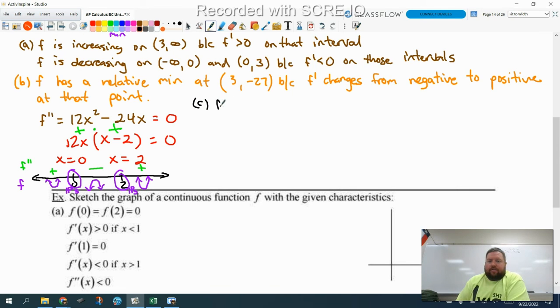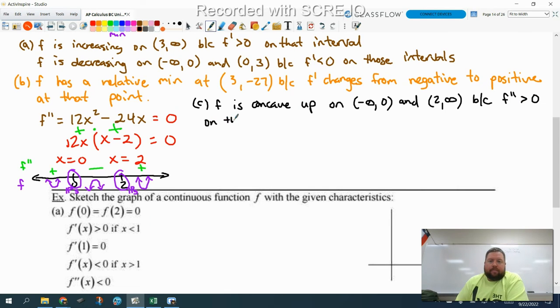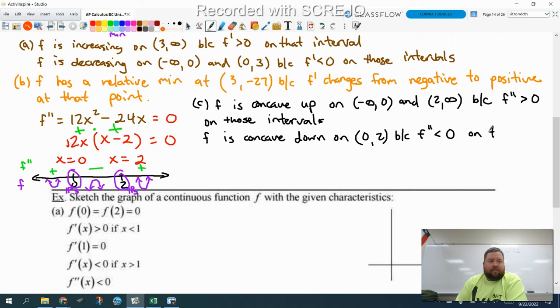C. F is concave up on negative infinity to 0 and 2 to infinity. And we know that because f double prime is greater than 0 on those intervals. All right, and then f is concave down on 0 to 2 because f double prime is less than 0 on that interval.